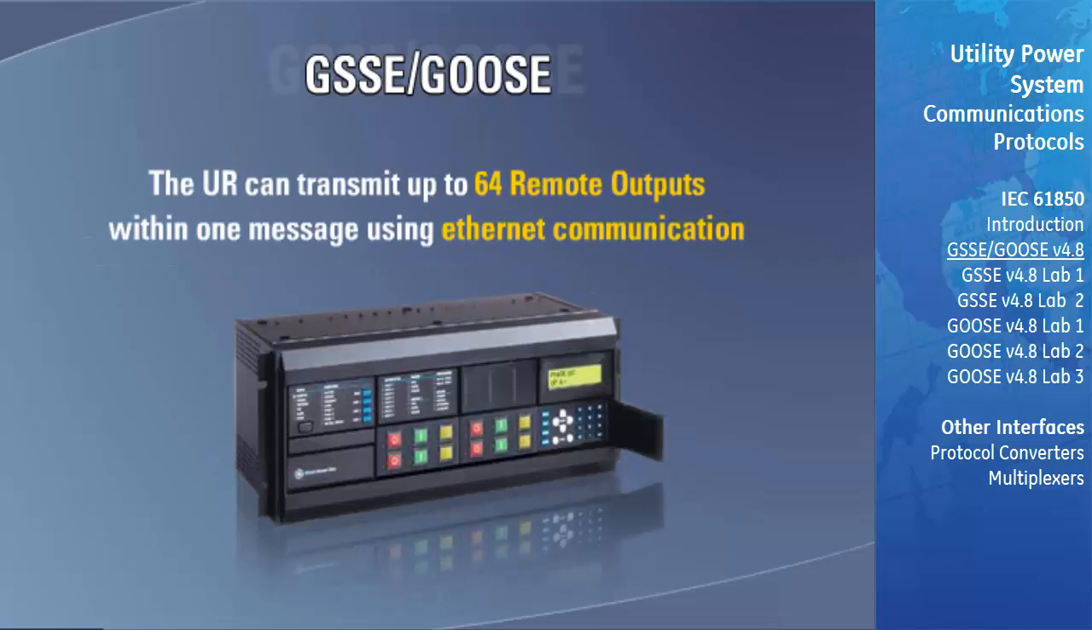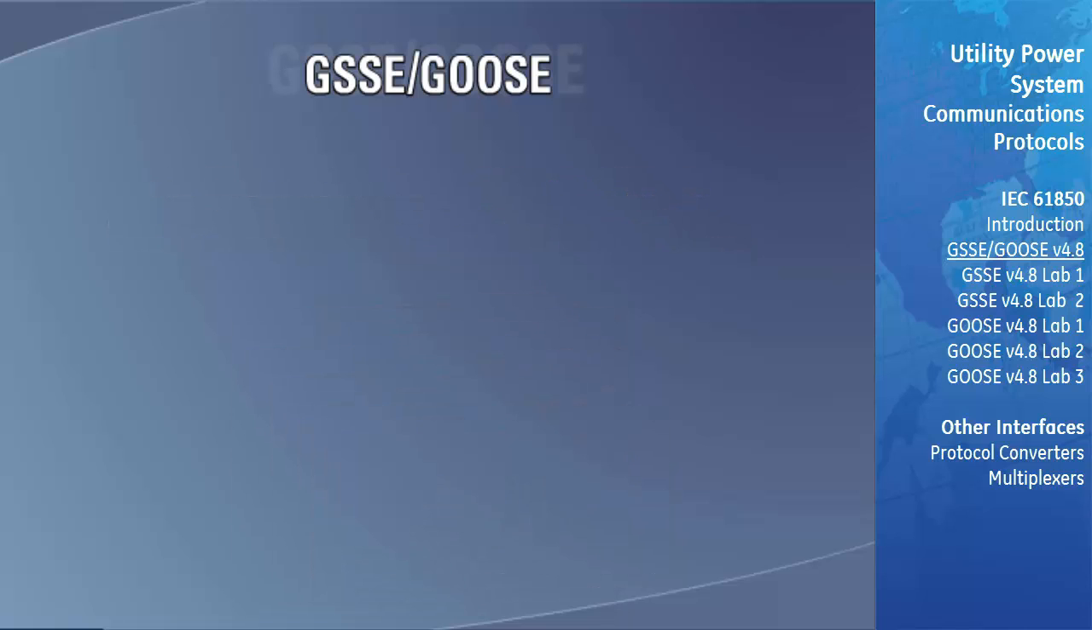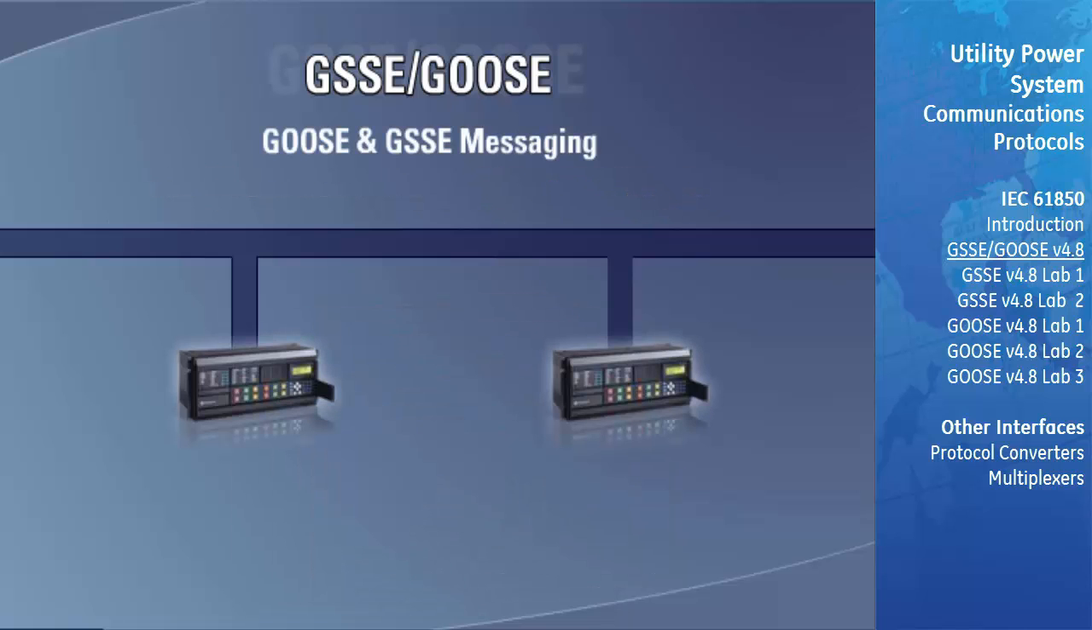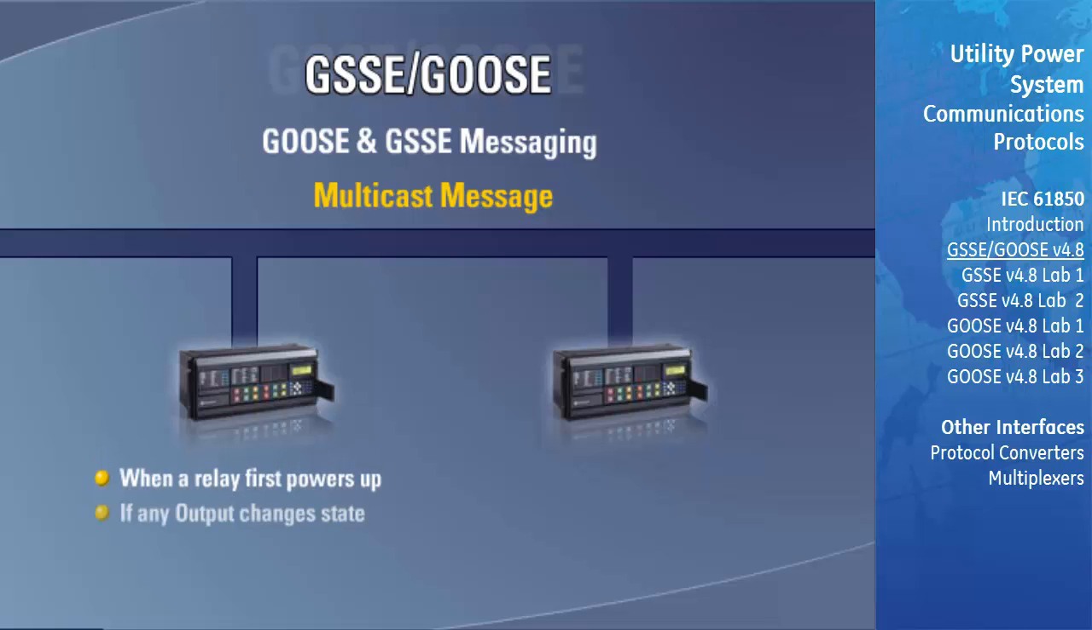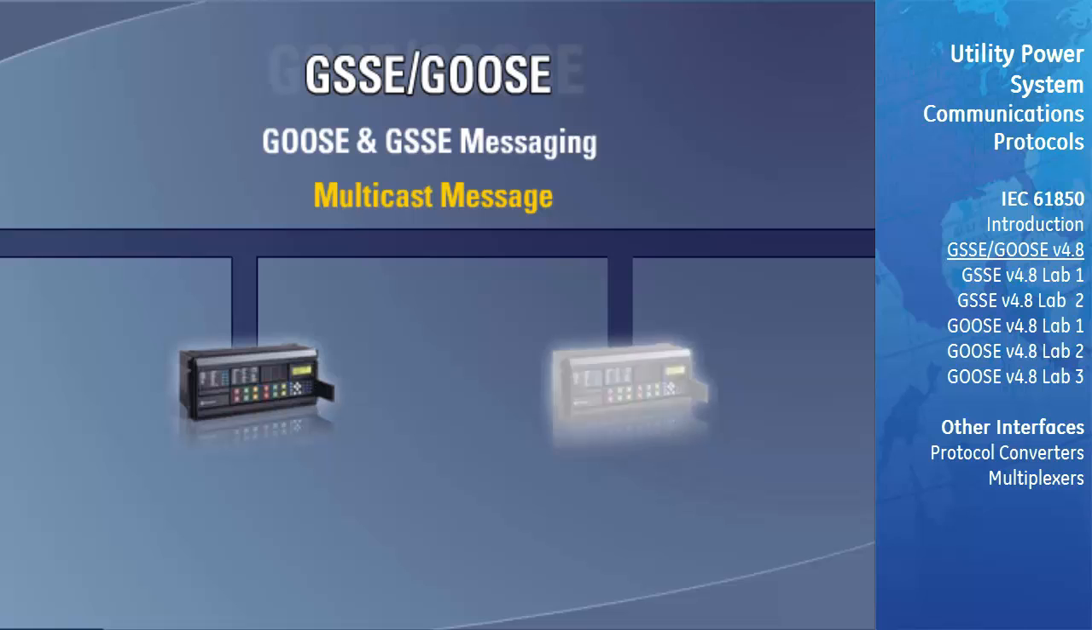At present, the relay can transmit the status of up to 64 remote outputs within one message. The media used by the communication service is Ethernet. All Universal Relays have both a remote output and remote input memory area for the data exchange. The communication service works in the following way for both GOOSE and GSSE. The Universal Relay transmits the status of all of its own remote outputs in what is called a multicast message under three conditions: when the relay first powers up, any time one of the outputs changes state, and after a programmable elapsed time since the last transmission.